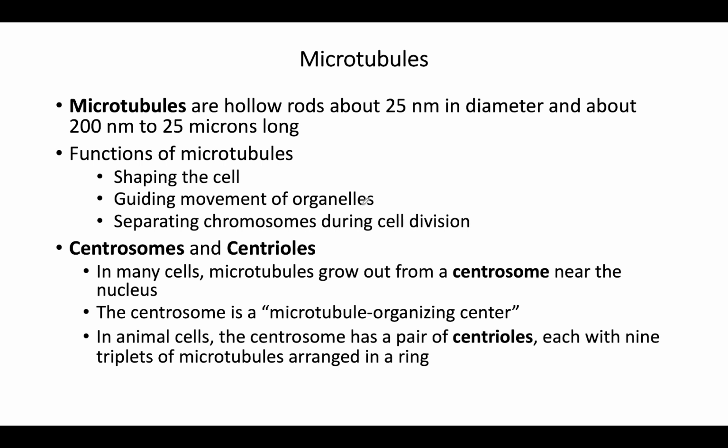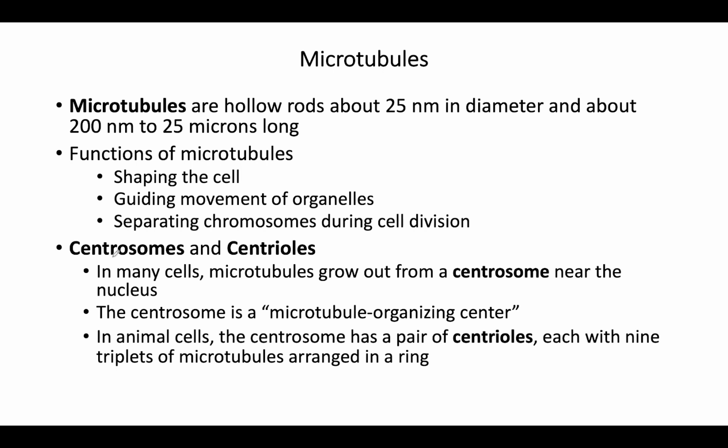Microtubules are hollow rods about 25 nanometers in diameter and about 200 nanometers to 25 microns long. The functions of microtubules are shaping the cell, guiding movement of organelles, and separating chromosomes during cell division. When we study cell division, microtubules come back.